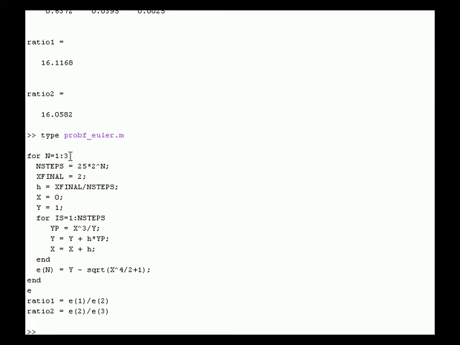And we're actually going to run the whole thing 3 times with 3 different step sizes. Each time we'll double the number of steps. In other words, we'll cut h by a factor of 2 each time. And then let's see how the error goes down. If it's order h as we think, the error should go down by a factor of 2 every time we cut the step size by a factor of 2. So let's try it.